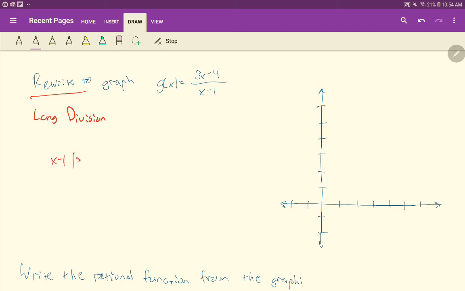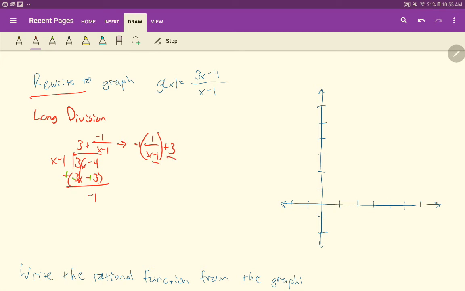So, rewrite with long division. We're going to ask what times x will give us a 3x here. Okay, and so that's a 3. So 3 times x is 3x. 3 times the -1 is -3. Subtract that quantity, but instead of subtracting, I will add the opposites. So those cancel. -4 plus 3 is -1. There's a remainder, right? So how do I write the remainder? Plus -1 over x minus 1. Or -1 over x minus 1 plus 3, right? Pull that negative out front, and voila, there's your transformations.